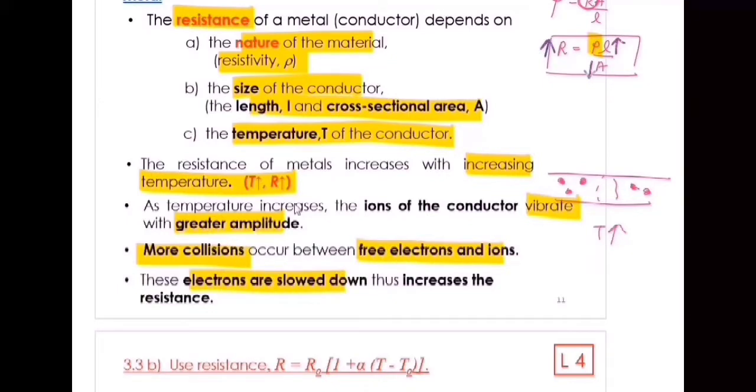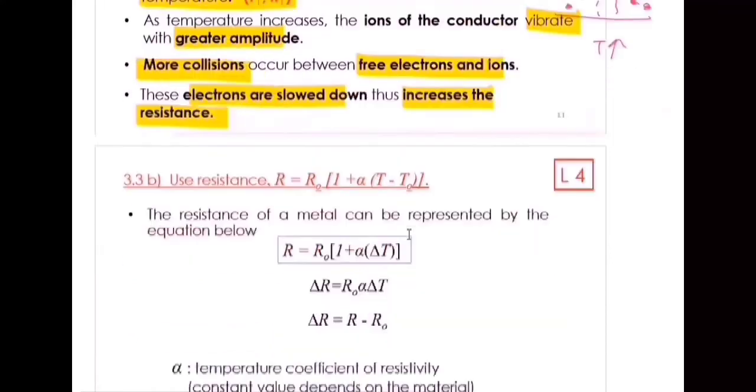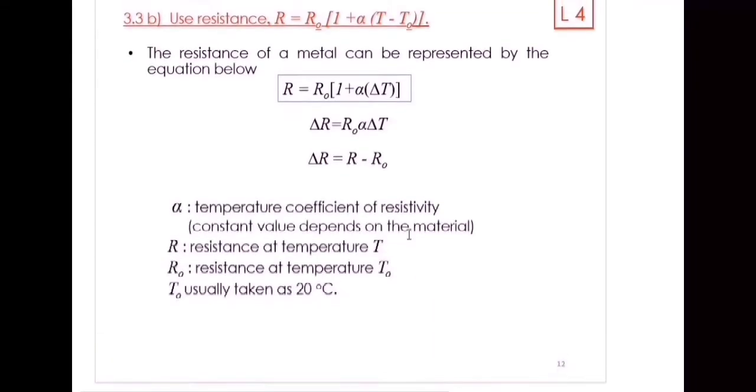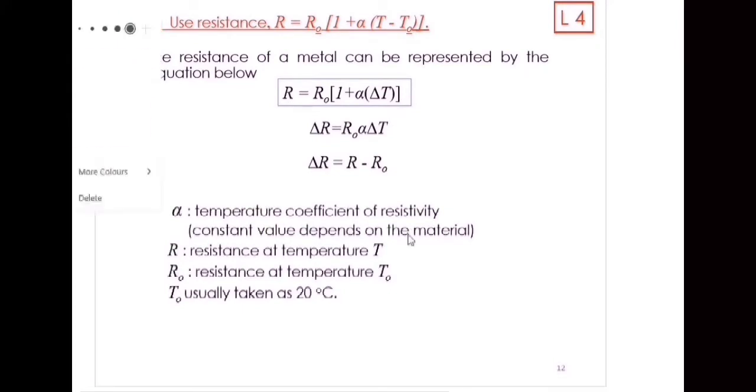So when the electrons are slowed down, the current cannot flow well, therefore the resistance also increases. When the current cannot flow well, we are resisting the current. So when we are resisting the current, the resistance also increases. And we are introduced to one formula which shows us the connection between resistance and temperature.